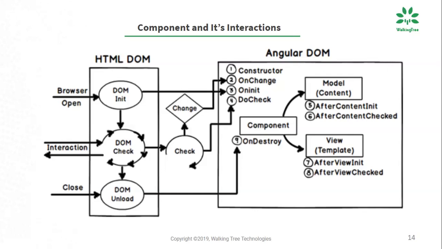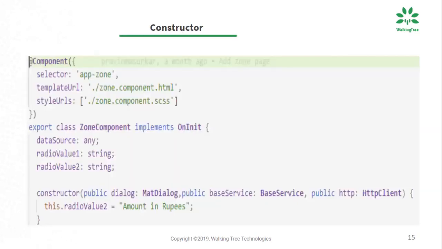Okay, and after these four life cycles, we have after content init and after content checked. Okay, these are the two life cycles which are going to be applied on a child, and after view init and view child are also applied in children. Let me explain what is the difference between content init and view init. Okay, suppose we have a component. Okay, let's take this example.